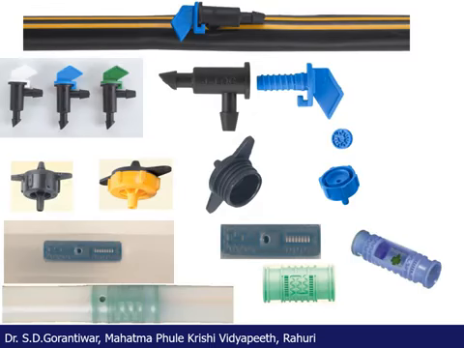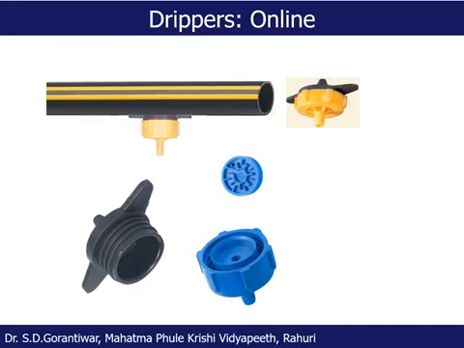This is just a mix of different kinds of emitters or drippers. There are online emitters, inline emitters, then vortex kinds of emitters, labyrinth kinds of emitters, but they are all single exits. There are some PC kind, there are some NPC kind. But let's come to the first category, that is the drippers, online or inline.